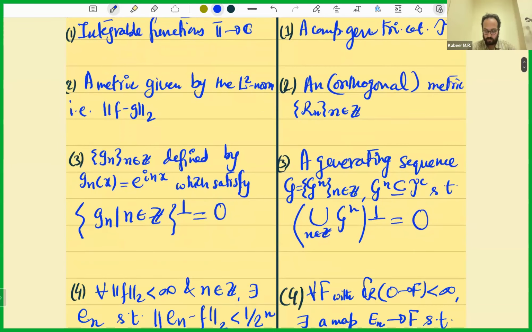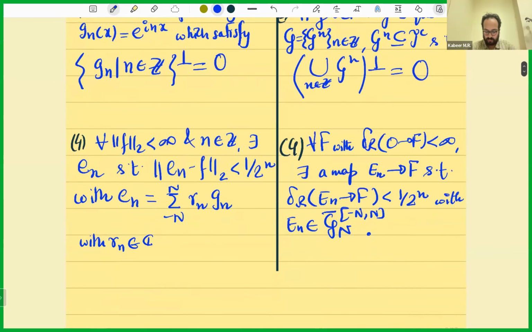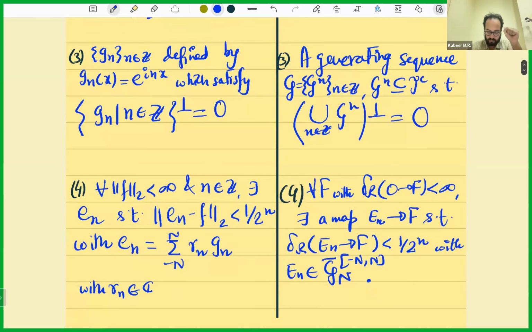And finally, perhaps the heart of the matter is this approximating condition. On the left-hand side, if a function f has finite L2 norm, then for any integer n there exists an object En such that the distance between En and f is as small as we want, and we can build En in a controlled number of steps from the special set of objects in step 3. This theorem is essentially equivalent to the convergence of Fourier series in the L2 norm.